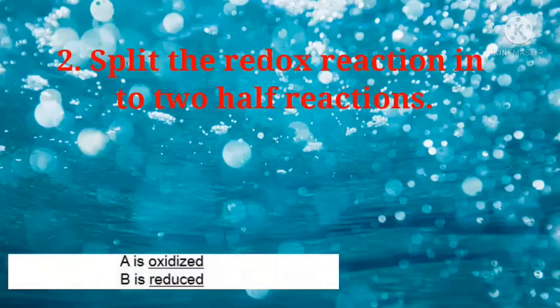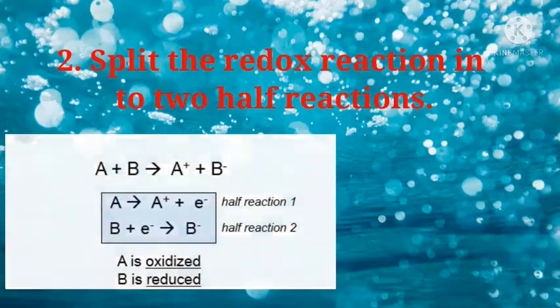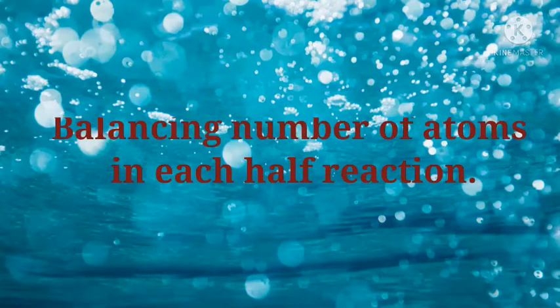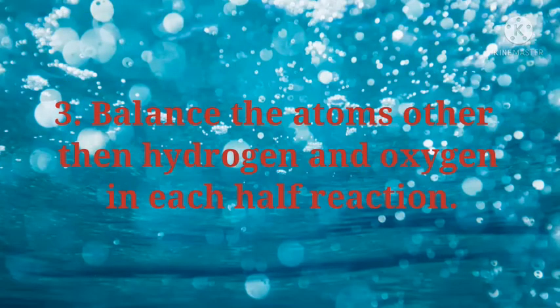Step number 2. Split the redox reaction into two half reactions, one for oxidation and the other for reduction. Step number 3. Balance each half reaction for the number of atoms of each element. What will we do for this? First of all, balance the atoms other than hydrogen and oxygen for each half reaction using simple multiples.